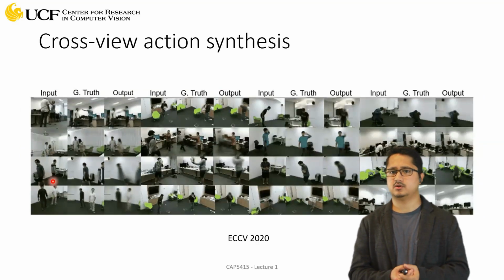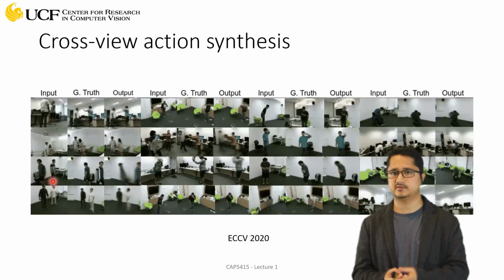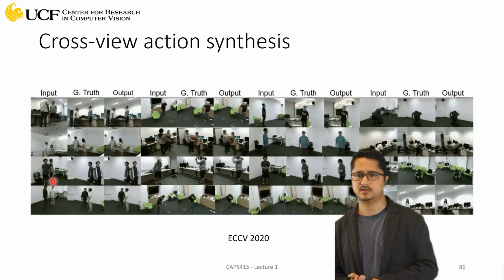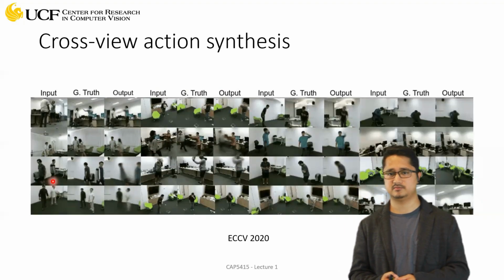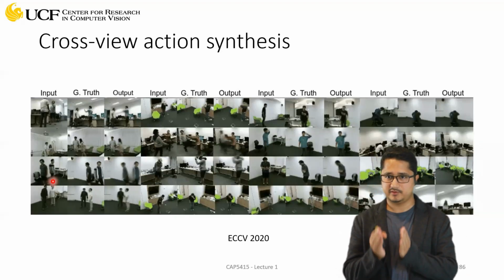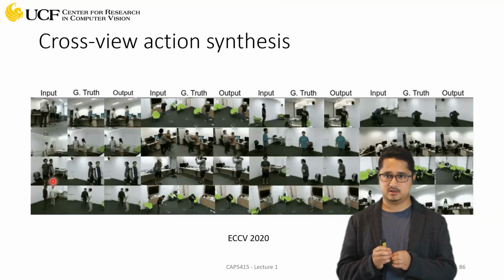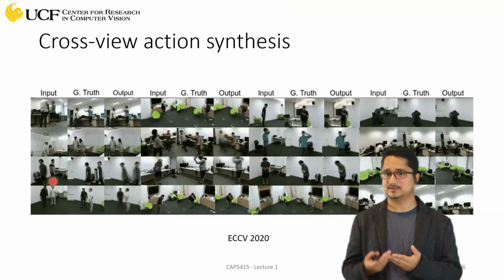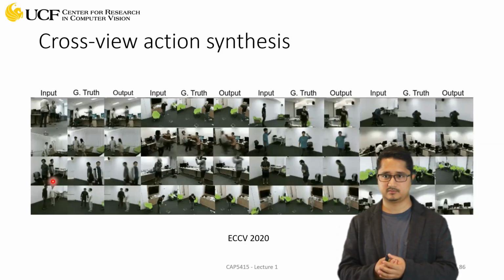Now, some other variations of problems in videos. And again, this is true for images as well. This is called cross-view synthesis. This is some work which we did last year. It's actually quite interesting. The idea here is, if you have a video in which a person is performing some action, can you synthesize or generate a video of the same action from a different viewpoint, right?